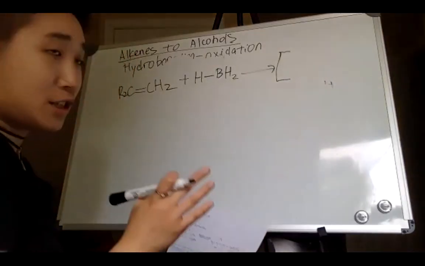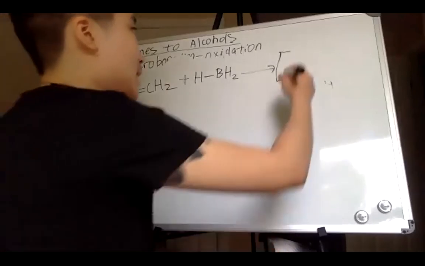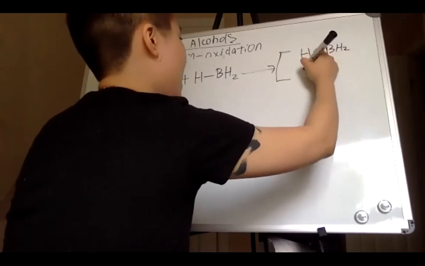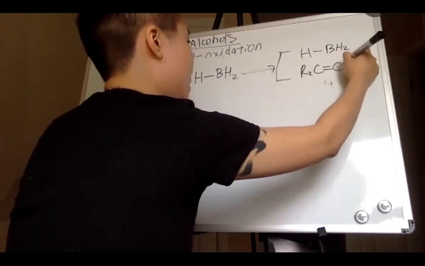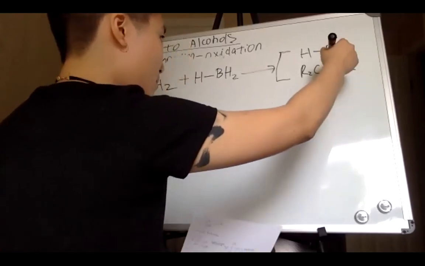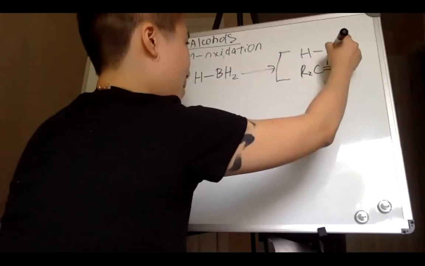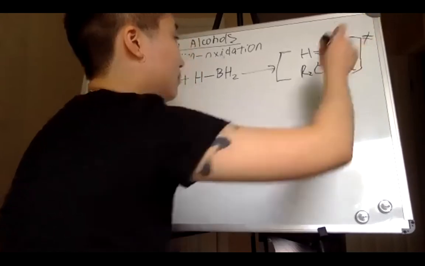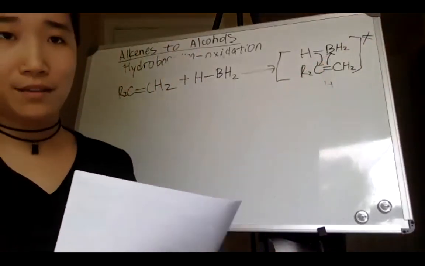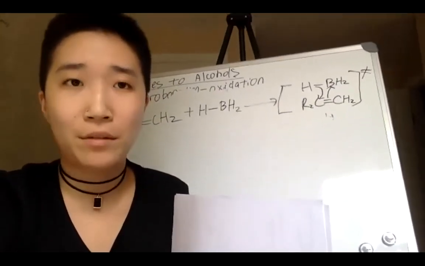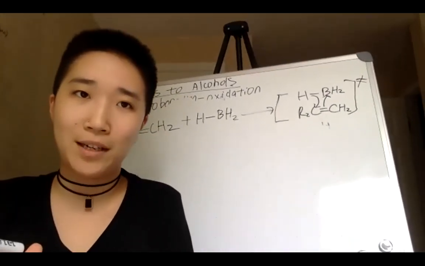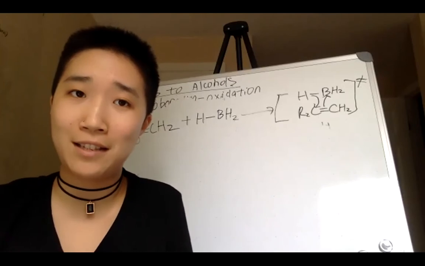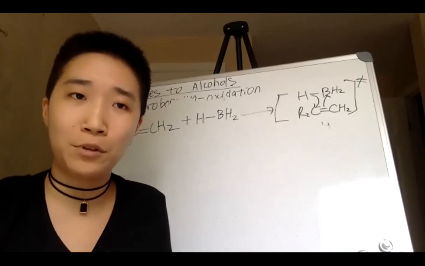So experimentally, we determined that this reaction happens this way. BH2, and we have R2C=CH2. And this is what happens. So boron is a very interesting element. It makes only 3 bonds, but it's never happy. When it has 3 bonds, it's neutral, but it's electron deficient. It only has 6 electrons. So it violates the octet rule.